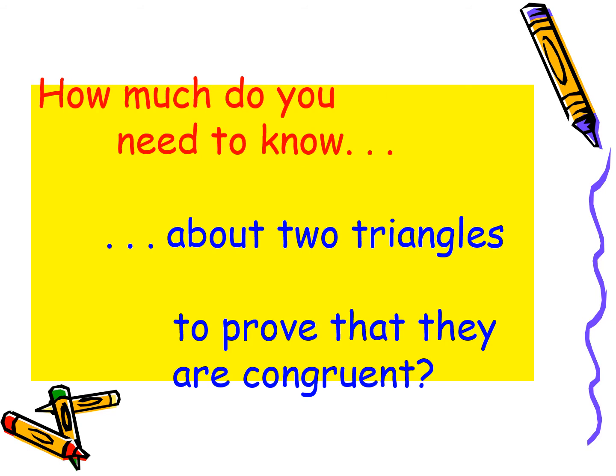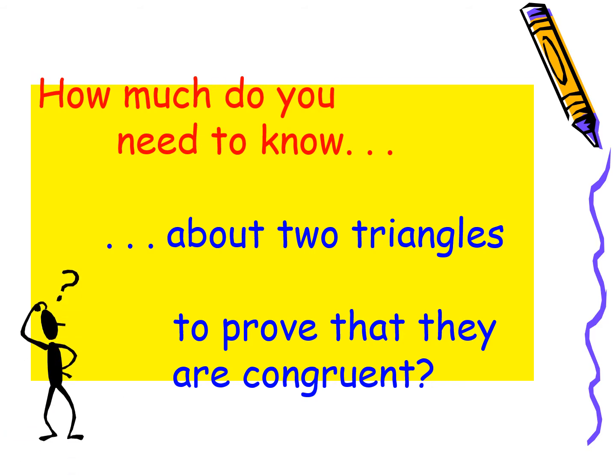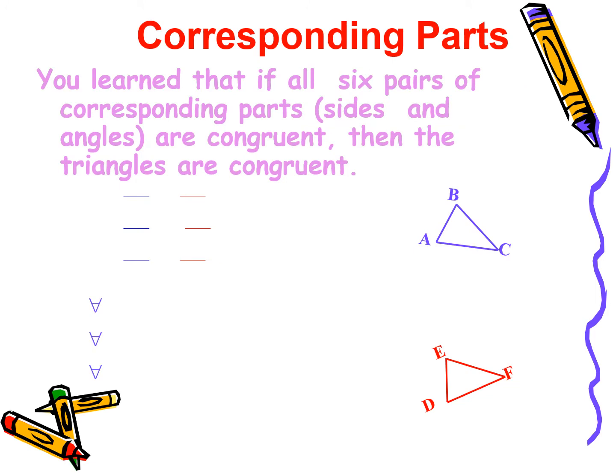So, how much do you need to know about two triangles? By the word itself, a triangle has three angles, and obviously it will have three sides also. So what we have to prove, to show that they are congruent, is that three sides and three angles must be equal. Then only we can tell that two triangles are congruent.